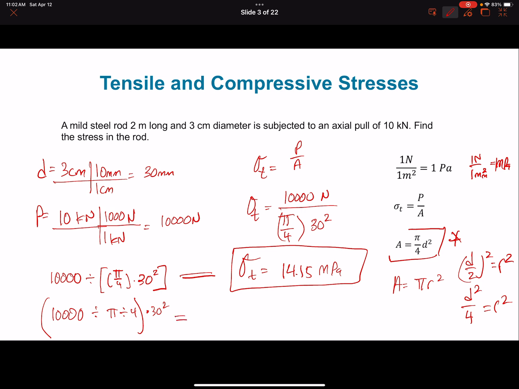It would be 10,000. Let's just put it in here and see what we get. Pi divided by 4 divided by 900 times. You would get 7.16 times 10 to the 5th megapascals, which is way different. So make sure that you're putting it into your calculator correctly, using the correct parentheses.